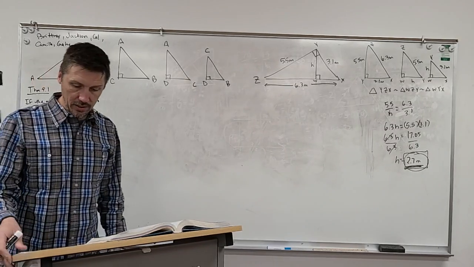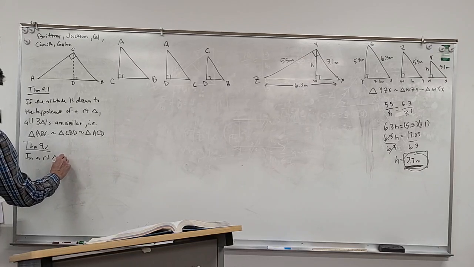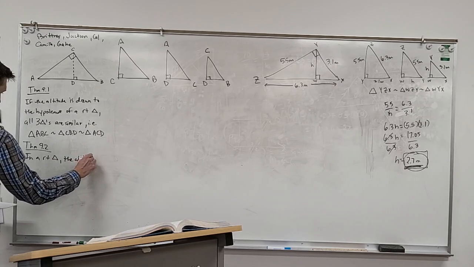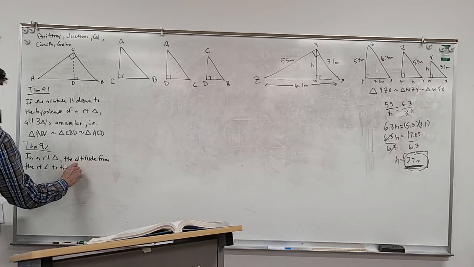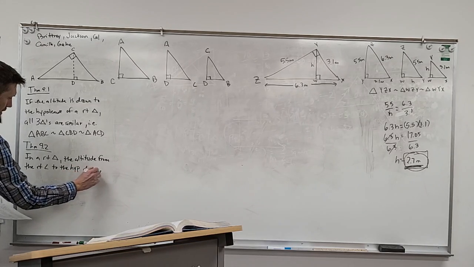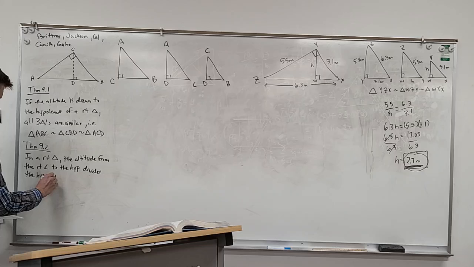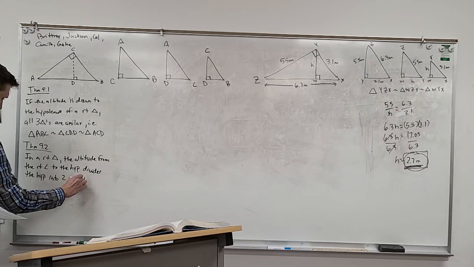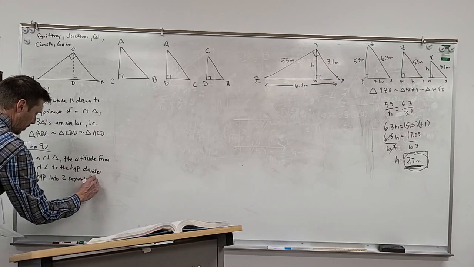So theorem 9.2 says that in a right triangle, the altitude from the right angle to the hypotenuse, doing some abbreviating here, so let me know if I lose you, divides the hypotenuse into two segments. All right, so this is kind of weird. You got to remember geometric mean.